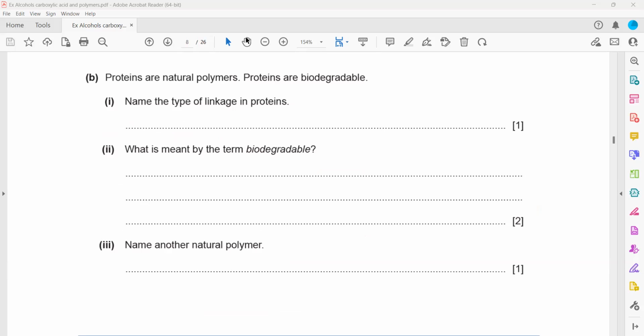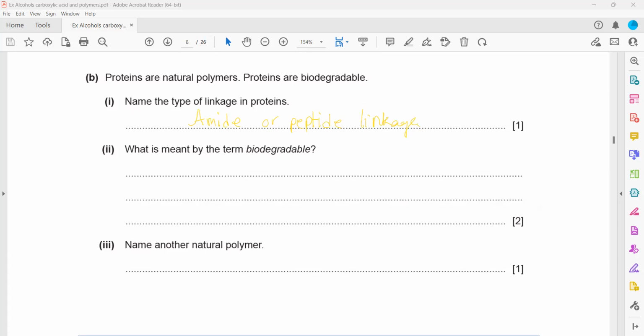Proteins are natural polymers and proteins are biodegradable. Name the type of linkage present in protein. What kind of linkage is present? Peptide or amide linkage. Yeah, peptide linkage, amide linkage. The next one is: what is a biodegradable polymer? The term biodegradable, what do we say?